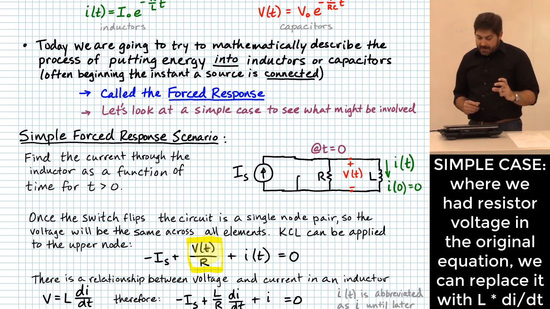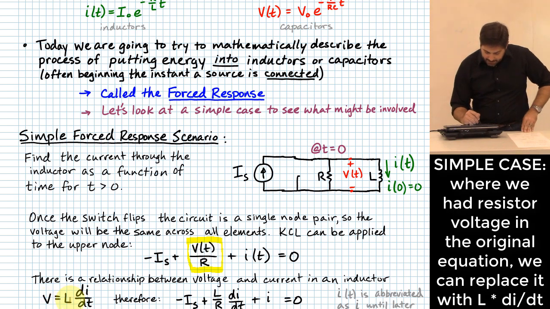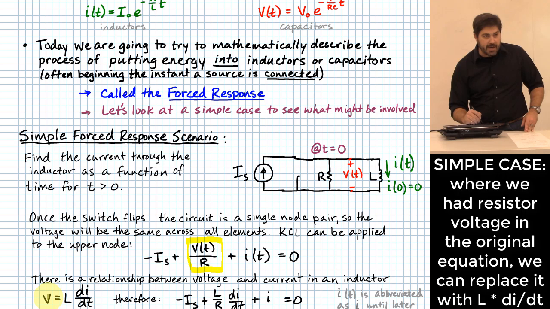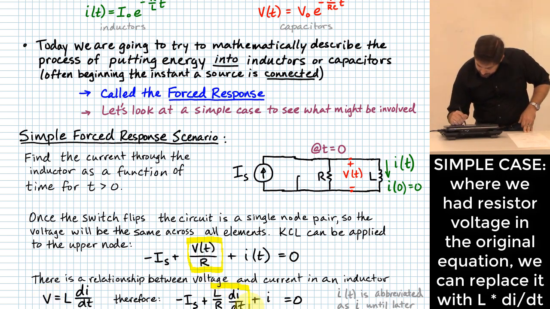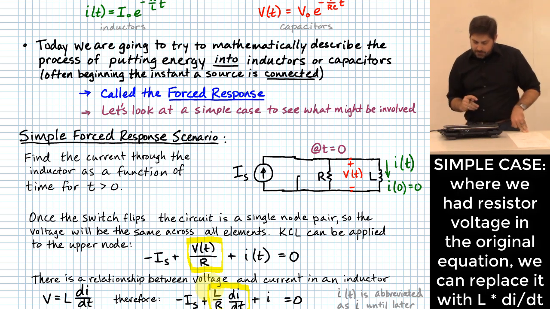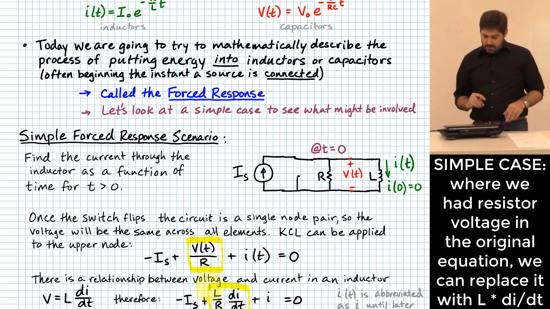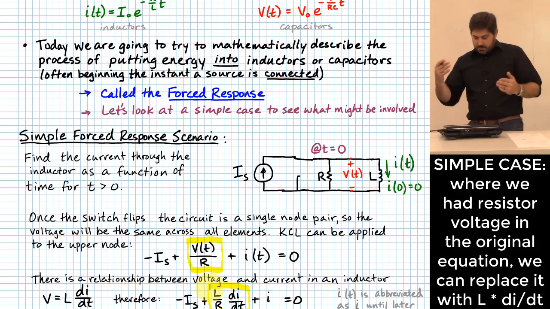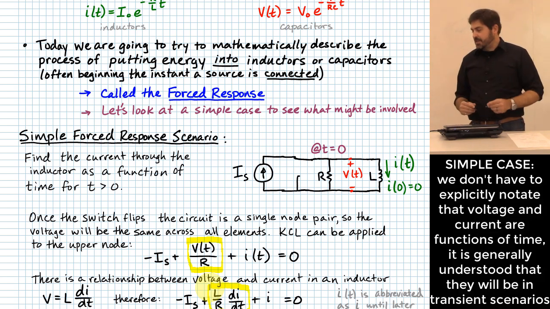It's got to be the same voltage across those two elements. And because of that, it allows us to do a substitution using v equals L di/dt, and basically substitute in L di/dt where I had v. If I do that, that middle term ends up looking like this: L over R times di/dt plus i. So the new equation is minus Is plus L over R di/dt plus i is equal to 0.